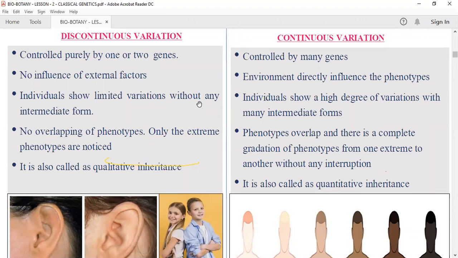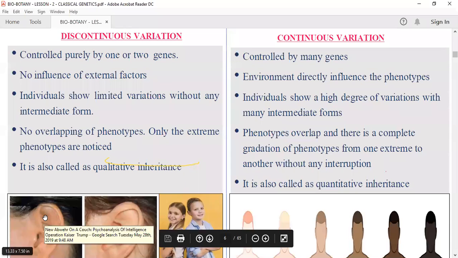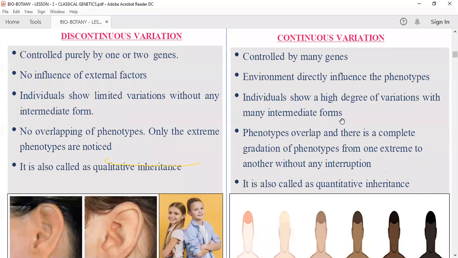And then the third: individuals show limited variations without any intermediate form. You can see it is either attached or detached; in between there is no difference. But here you can see pure white color, pure dark color, and all of these in between are intermediate forms. Here we have intermediate colors and intermediate forms, but there is no intermediate form in the other. So here the individuals show a high degree of variation with many intermediate forms.